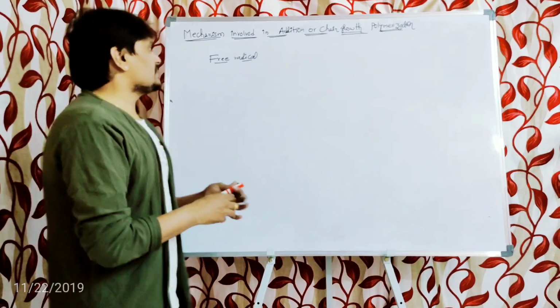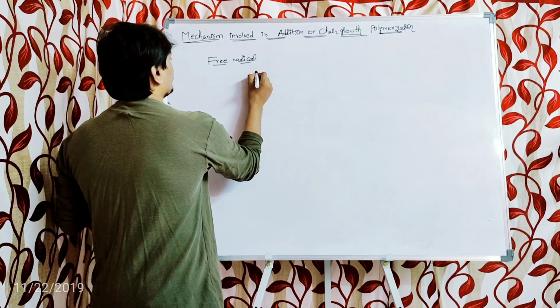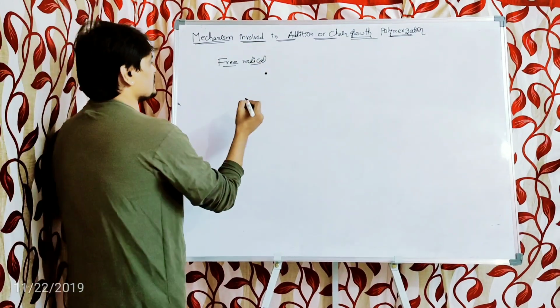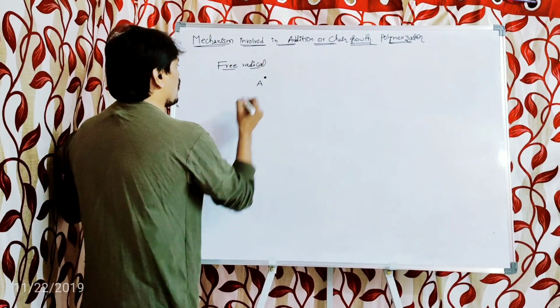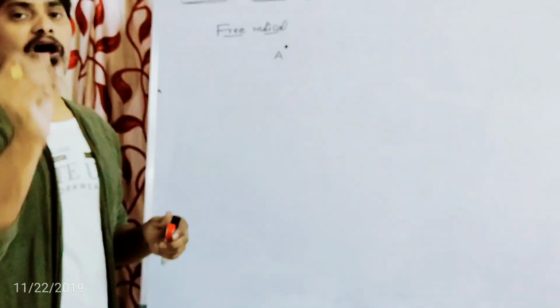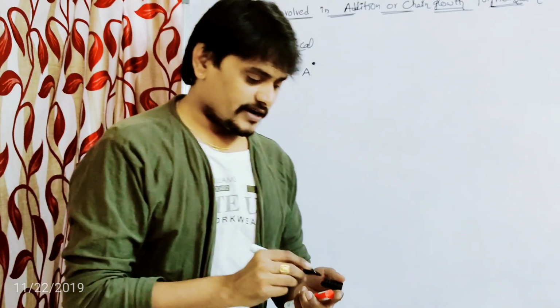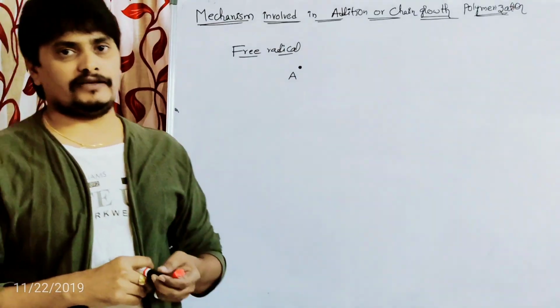And these free radicals can be represented by a dot. So a dot on the substance. Let us say that A is a substance or the atom on which the dot is present. So the dot represents the free radical. So this is about the free radical.